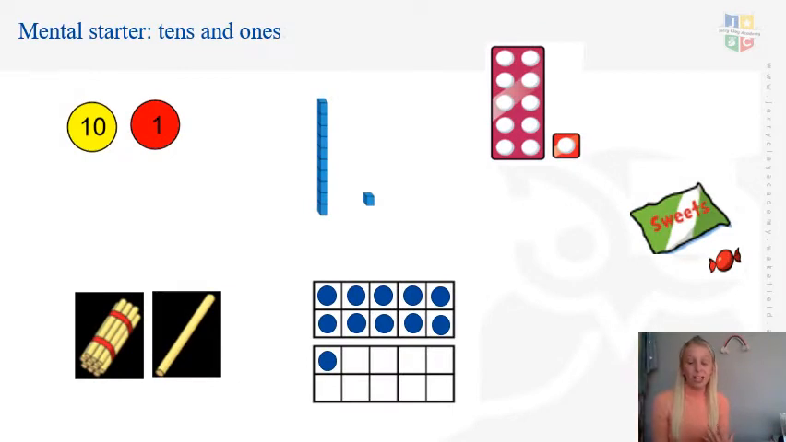Okay, so for our mental math starter this week, we're going to continue our work on tens and ones. So just a quick reminder, we can represent tens and ones in lots of different ways. All these resources on screen are different ways of representing tens and ones. So we've got our place value counters, base 10, numicon, straws, 10 frames, or objects that you can find in real life too.